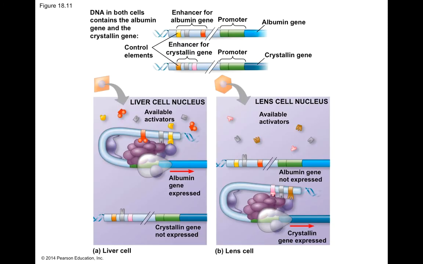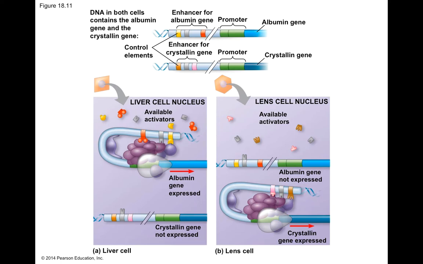Here we have 2 different cell types, a liver cell and a lens cell. Obviously, these 2 cells have very different functions. The liver cell needs to make albumin, while the lens cell needs to make crystallin for the eye. So the activators found in the nucleus are only the ones to make the proteins that the cell needs.